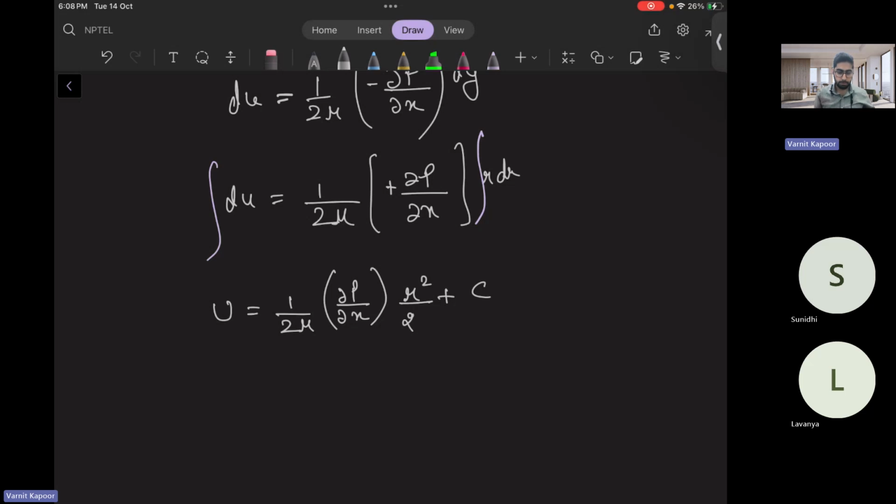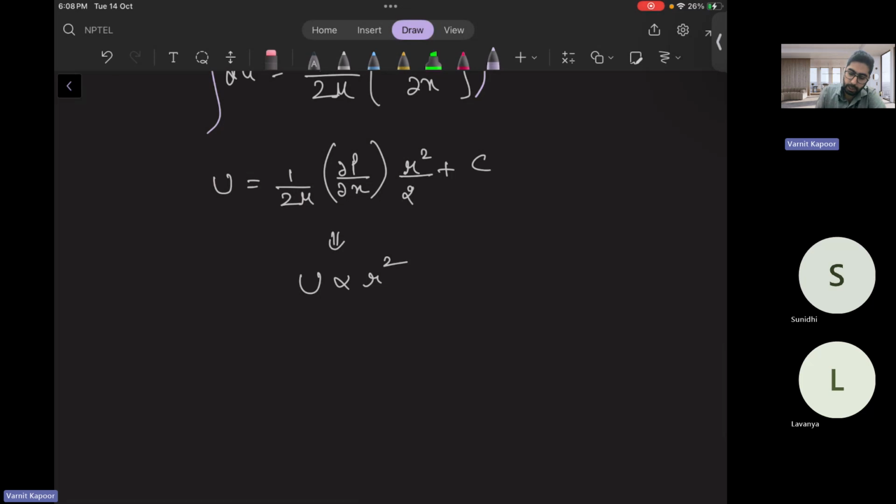This relation is only for fully developed laminar flow, as we have used tau is equal to Newton's law of viscosity mu du by dy to derive it. Always remember. What we can see from here is that your velocity is proportional to r square. So that means a parabolic relation should come. It should be somewhat like a parabolic relation.